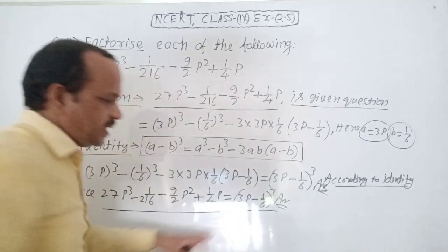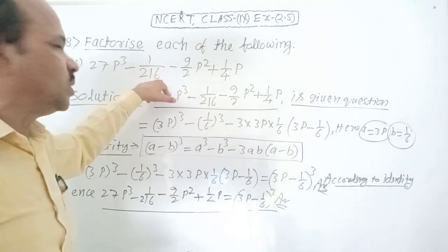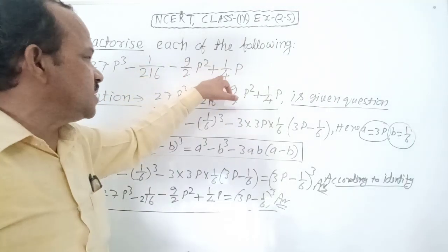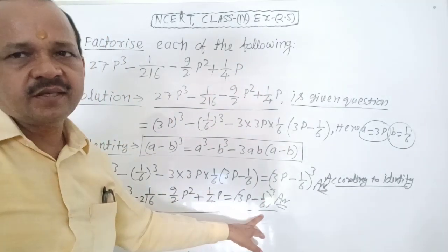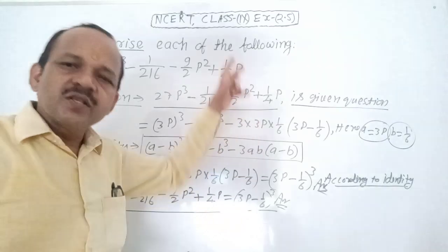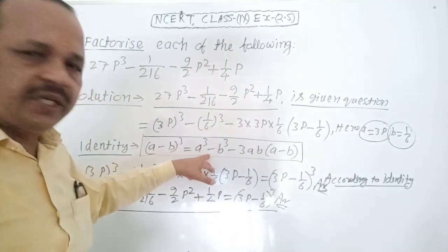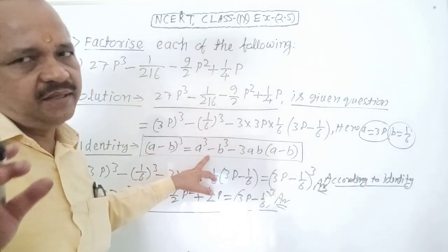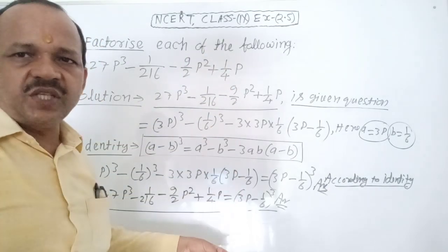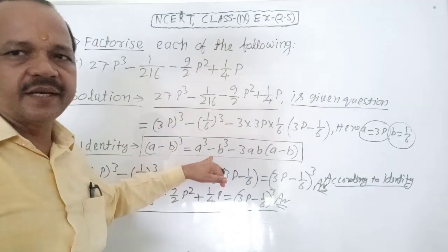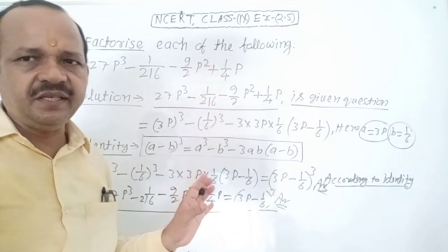You will find your answer very easy. You factorize 27p cube minus 1 by 216 minus 9 by 2 p square plus 1 by 4 p and you find (3p minus 1 by 6) whole cube. It is your answer. The solution is clear, no confusion about it. Very good. The identity is clear. You can solve any question with the help of this solution and this identity. The solution is clear, no confusion about it. Very good.